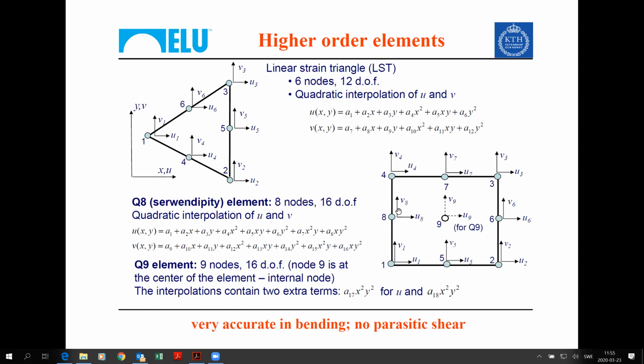We can do the same thing for the 4-noded element. We can add nodes at mid-side. Then we will have 8 condition equations, and we will be able to accommodate a complete second order polynomial plus 2 extra terms, third order terms in x and y. So we will be able to accommodate also x squared y plus xy squared.